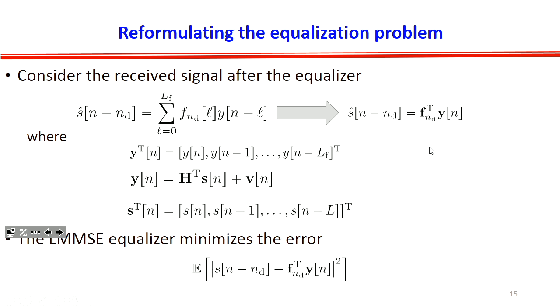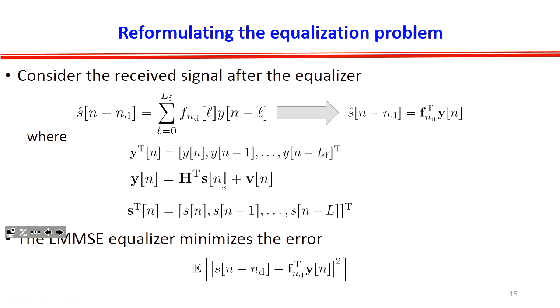The g's are now f's, sorry about that. The equalization is represented by the vector f of nd. So the nd corresponds to a certain length of the equalizer, causing a delay of nd symbol periods. Okay. So let's define the vector y, the received samples, for a length of Lf. That's the next equation, and y of n is again expanded.